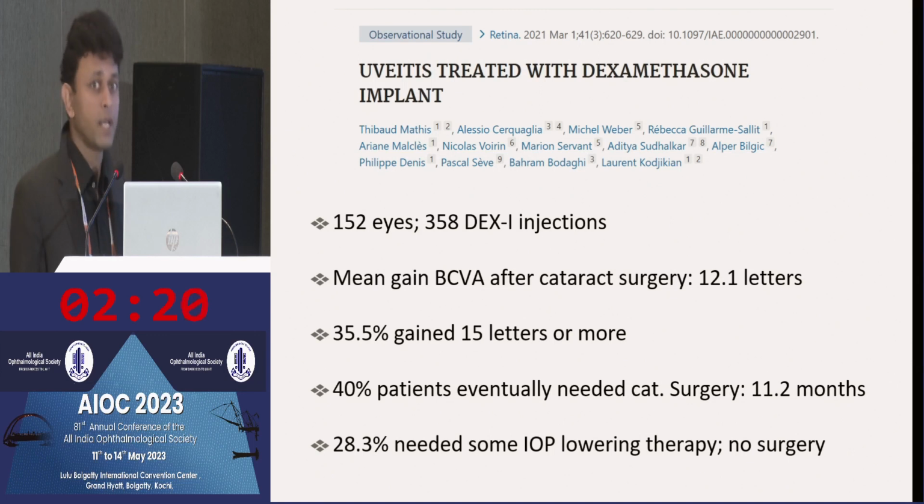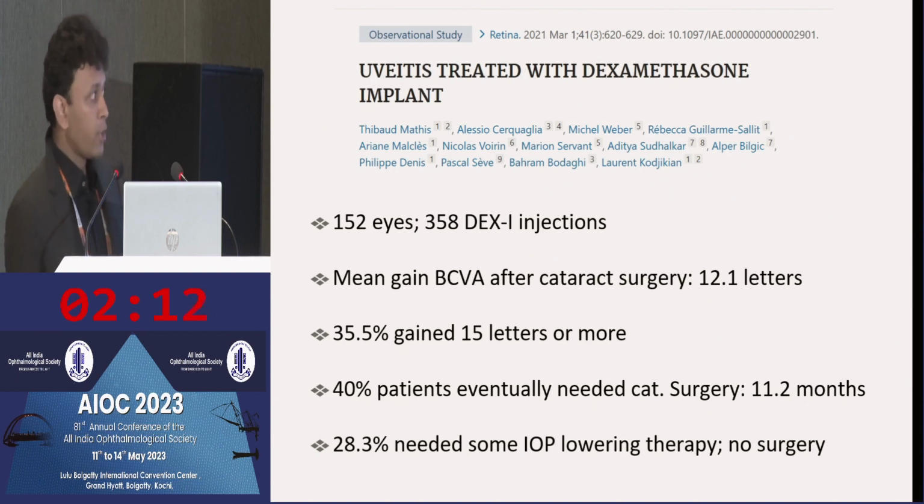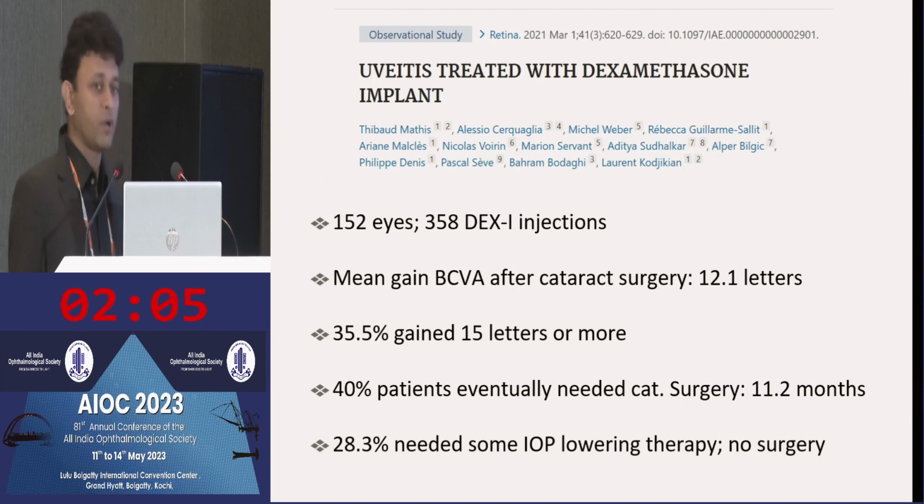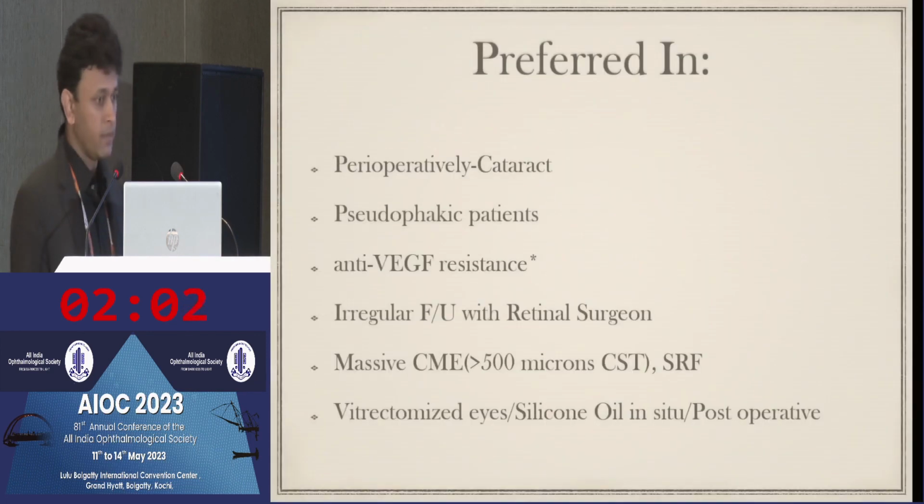Most patients at recruitment were phakic. There was a subset of pseudophakic population, but that was very low. And nearly 28% needed some IOP lowering therapy. That is not something to be alarmed about, simply for the reason that none of the patients needed incisional surgery for glaucoma because of the implant.